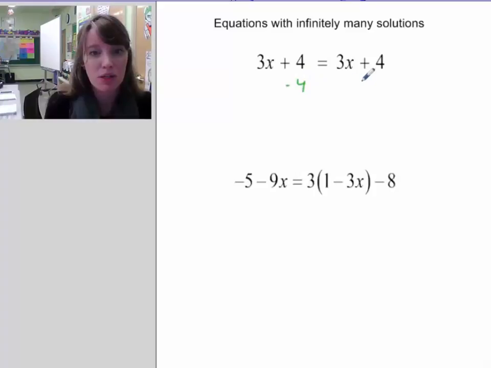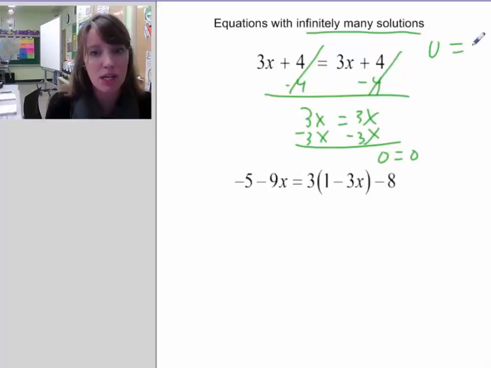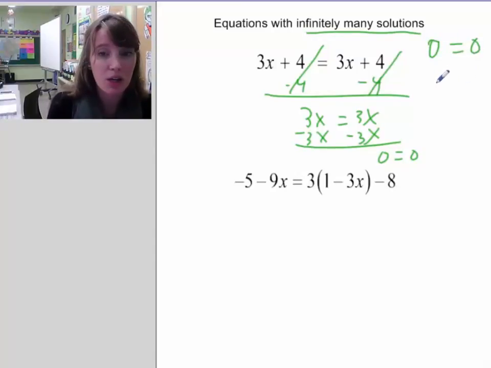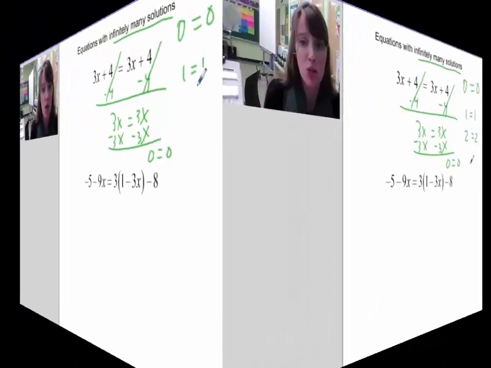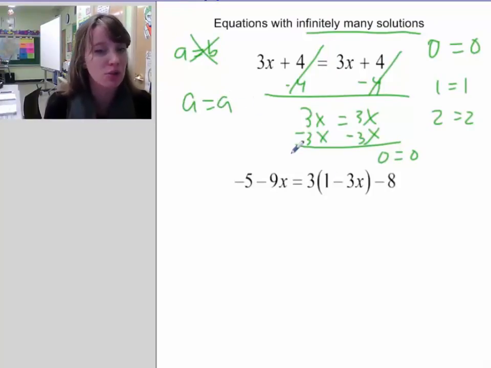Look what happens when I try to solve it. I subtract 4 from each side, and we have 3x is equal to 3x. I subtract 3x from both sides, and I end up getting 0 is equal to 0. So when equations have infinitely many solutions and you try to solve them, you end up saying 0 is equal to 0, or some other true statement, like 1 is equal to 1. Instead of getting a equals b, which is what you got with no solutions, you would get a is equal to a. So an integer is equal to itself.